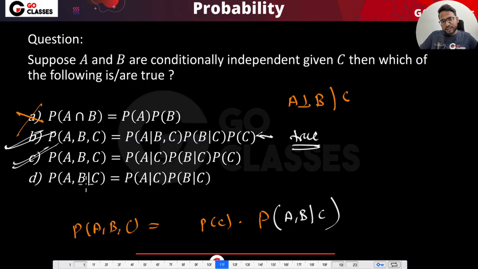Now let's just check it. Yes, if A and B are independent given C, then you can definitely factor it like this. Then yes, that is also true. So B, C, D are true and H is false. I hope you have understood this, right? Easy question, but a really nice question.